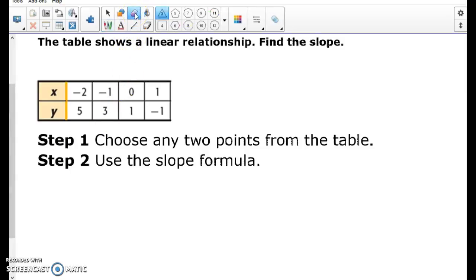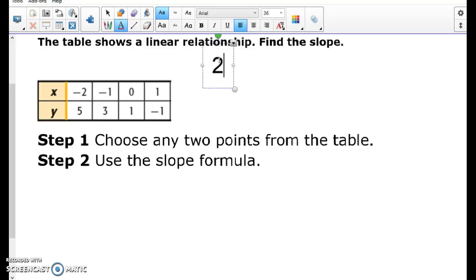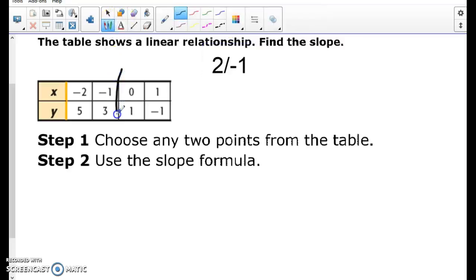No matter which 2 points I pick, I'm still going to end up with the same slope. So let's say I pick 5 minus 3 here. So I'm going to end up with 2. And then I end up with negative 2 minus negative 1. So negative 2 plus 1, which is going to be a negative 1. I'm going to end up with 2 over negative 1. And that was me picking these first 2 points here.